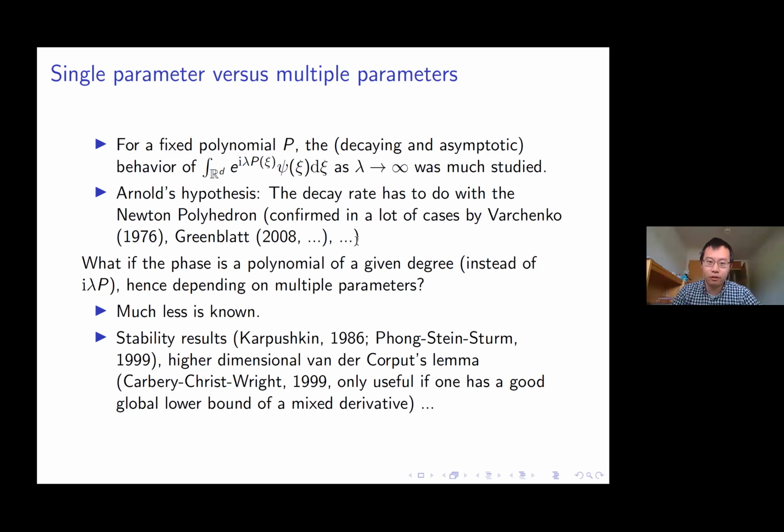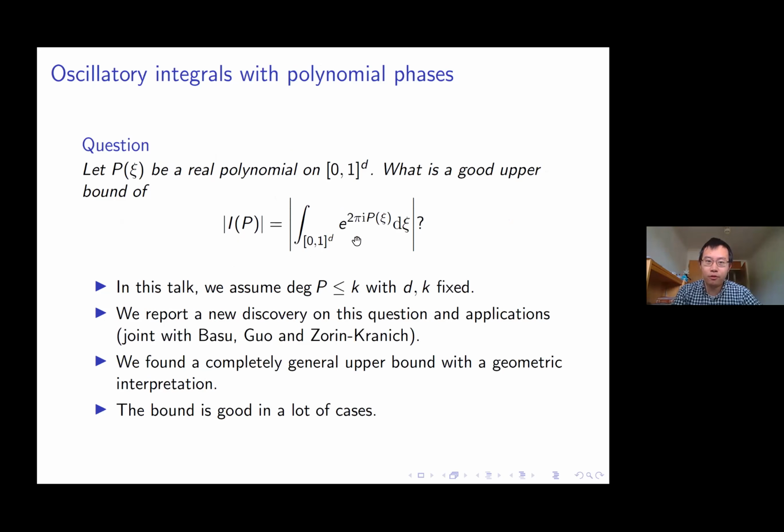Our research project actually has a lot to do with this kind of previous work and the motivation, but we have another motivation, which I'll get into in a bit. But in our project, we are led to study this quite general question, but also kind of ambiguous to start with. So if you have a real polynomial in d dimensions, assuming its degree is less than k, so d and k are completely arbitrary. You just give me the numbers, like in 10 dimensions of degree less than 100, that's okay. Then I will ask the following question. What is the good upper bound of this integral over the unit cube 0,1 to the d of e to the 2 pi i p dx? So what is the good upper bound?